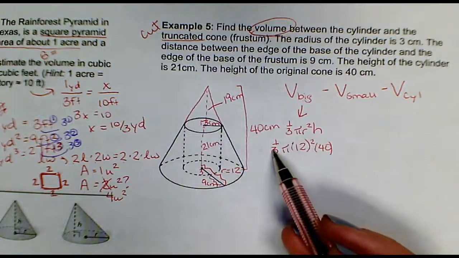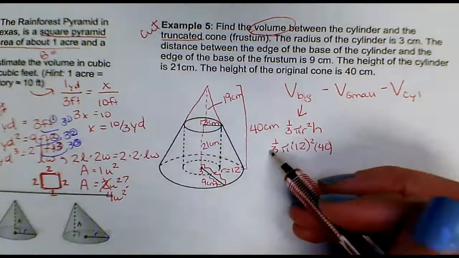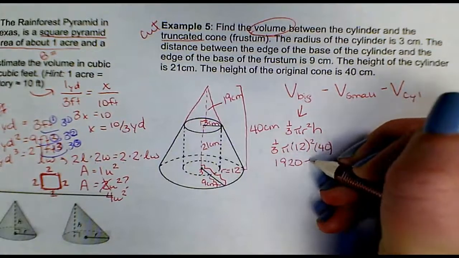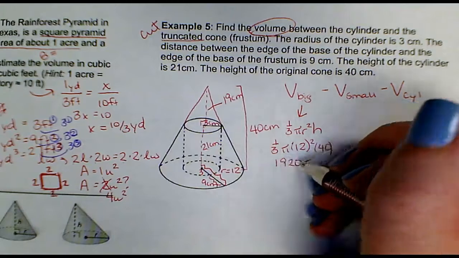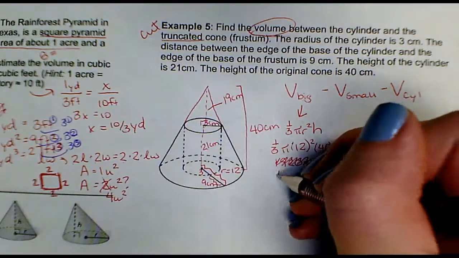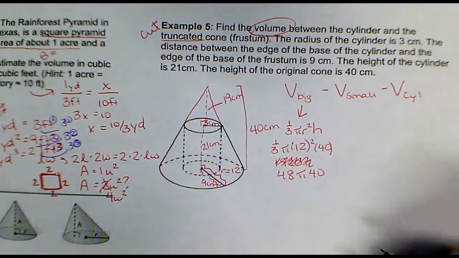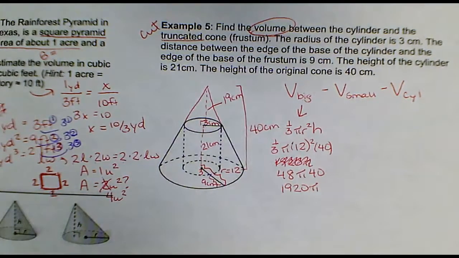So we've got 1/3. Let's see. 1/3 of 144 is 48. And 48 times 40 is 1920. So that's our volume of the big cone.